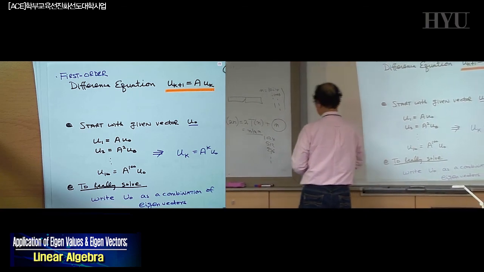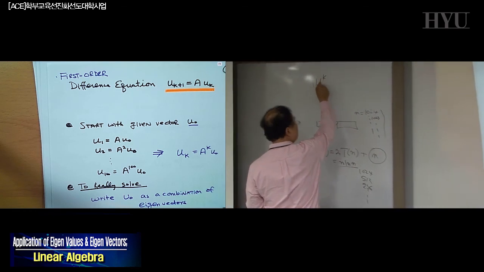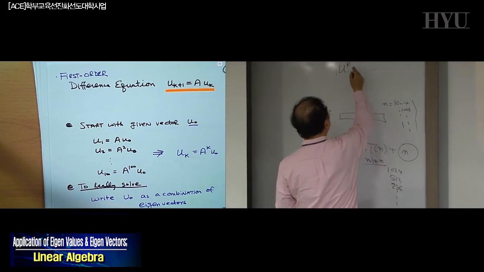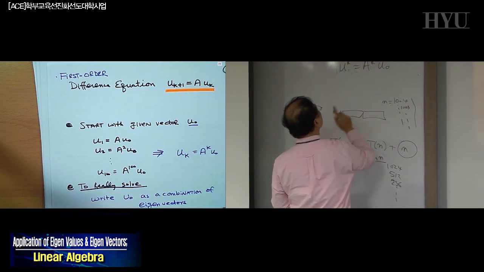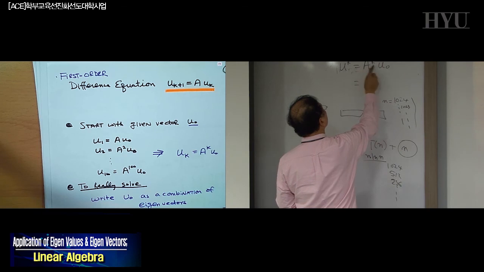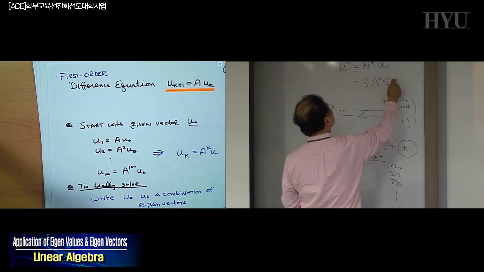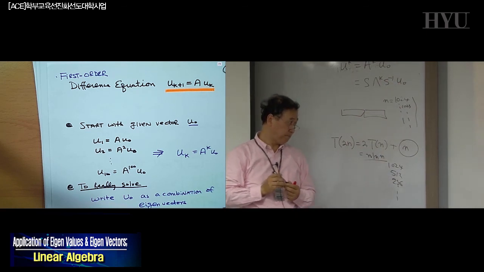Once you diagonalize it, that means A^k u_0 is S Lambda^k S inverse u_0. So this one you can easily compute.